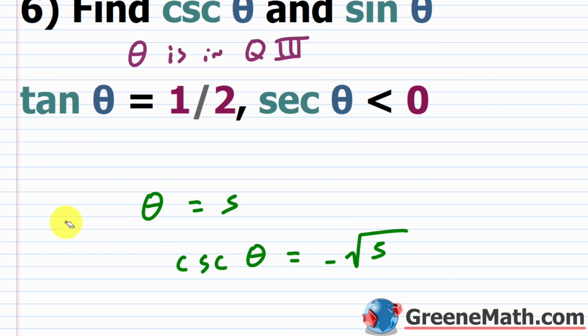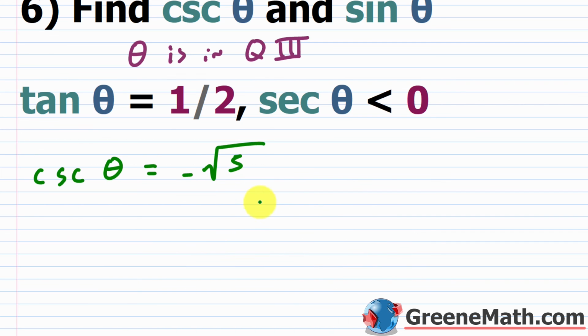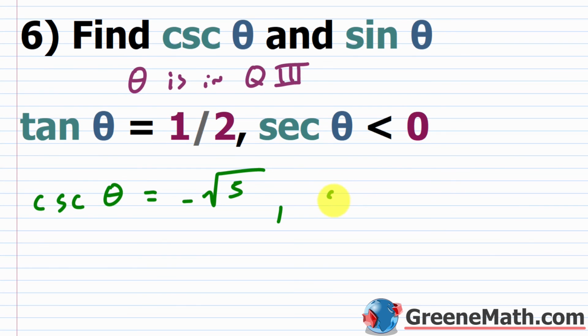Okay, so let me get rid of this. And this is what we're trying to find. So let me drag this up here. And the other guy is going to be to find the sine of theta, which is the reciprocal of this. So the negative of, let's say, 1 over the square root of 5. Let's multiply by the square root of 5 over the square root of 5, so we can rationalize the denominator. So at the end of the day, this is going to be negative square root of 5 over 5. So this would be our answer for that.